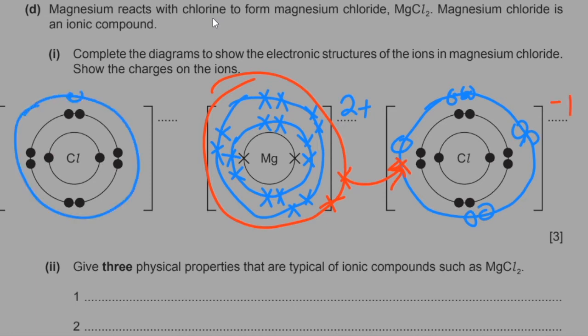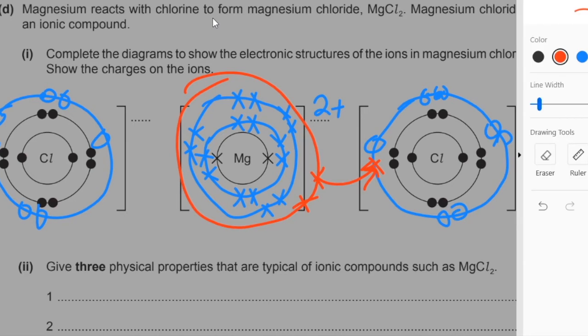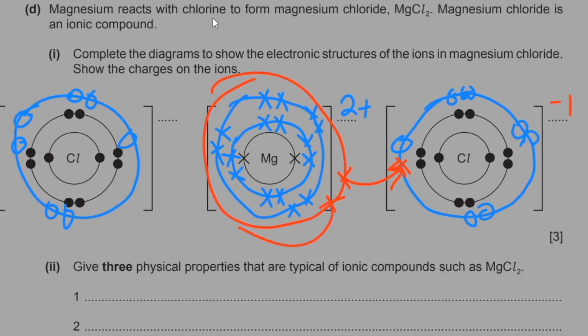The second chlorine ion would have a similar structure with 7 of its own electrons and 1 from the magnesium atom to form a charge of -1.